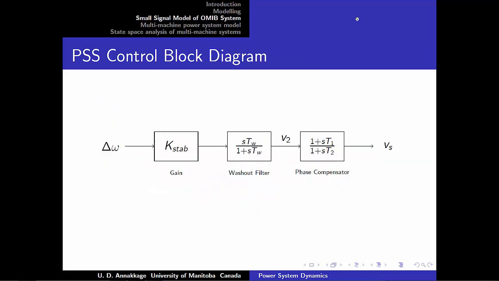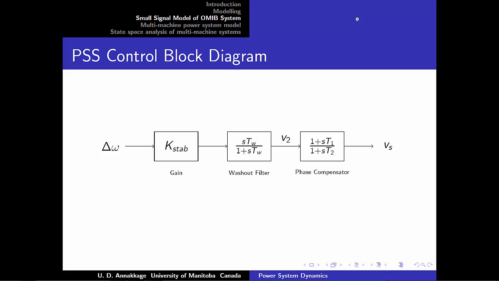This block diagram shows a power system stabilizer that uses the speed deviation delta omega as its input. The first block is the gain of the PSS. The second block, the washout filter, is a high-pass filter that blocks PSS from responding to steady-state frequency deviations.